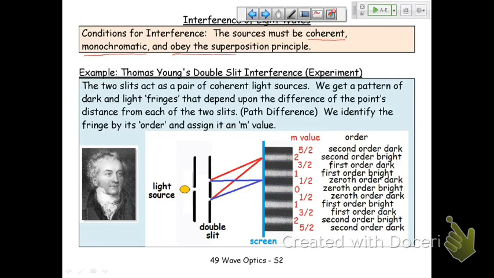All that means is that if I get a crest coinciding with a crest, they add together. I get a crest that's twice as big. If I have a trough corresponding to a trough, they add together. And if a crest arrives when a trough arrives, they cancel each other out. It just means that you apply normal arithmetic to figure out what's going on.